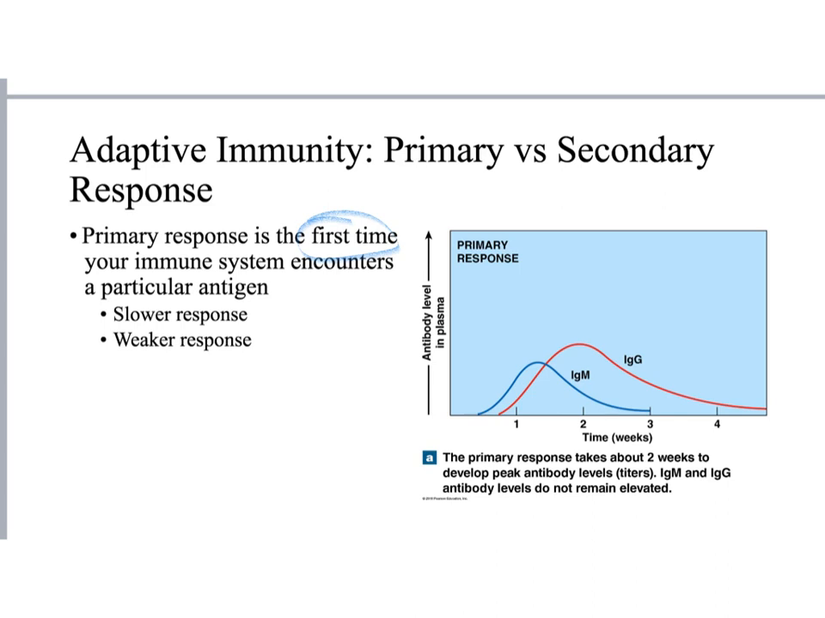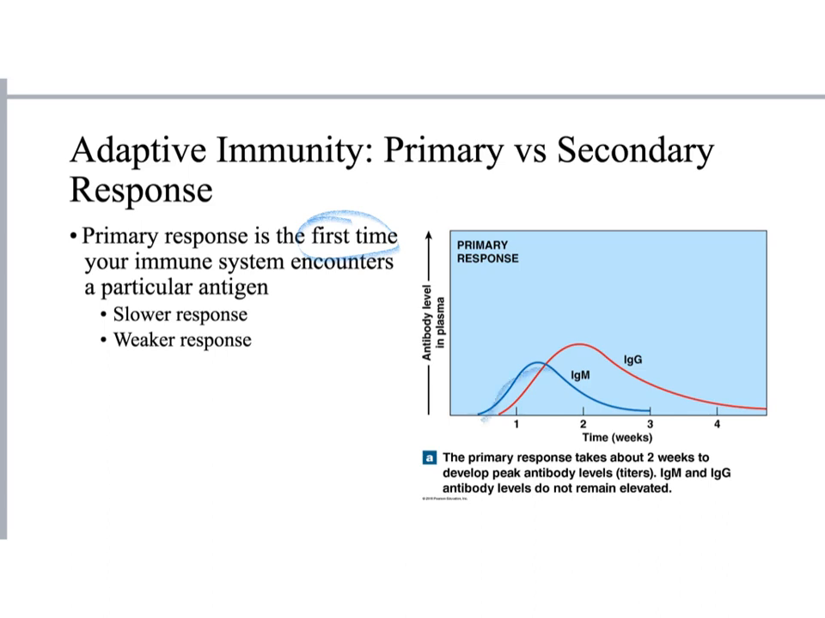Let's look at what happens, however, if you've seen this bacteria or virus before, and you have those memory cells waiting. So you've got cytotoxic T memory cells, you've got helper T memory cells, you've got memory B cells, and they're all waiting to encounter that antigen for a second time. They're all on.